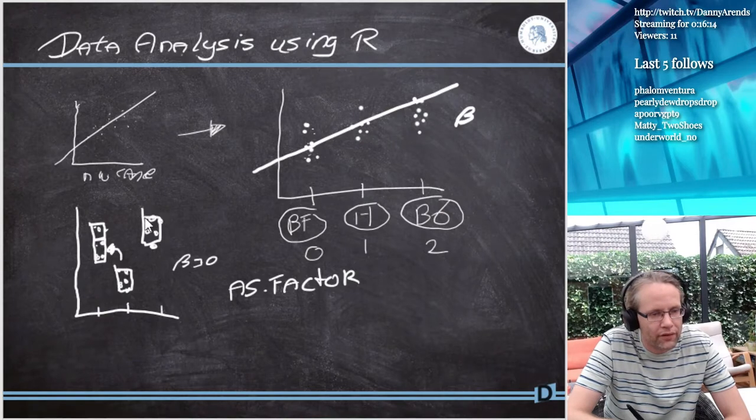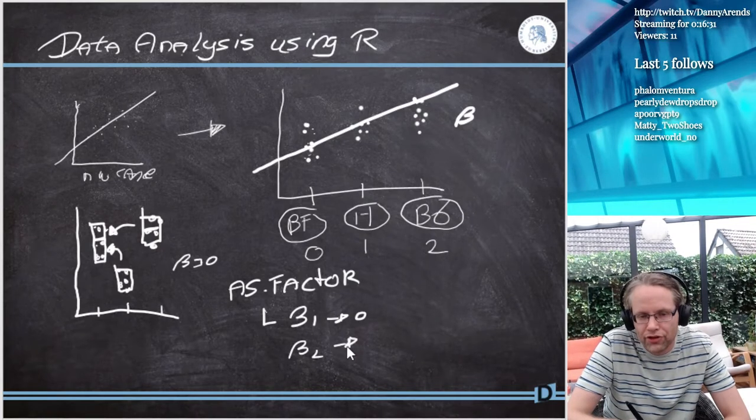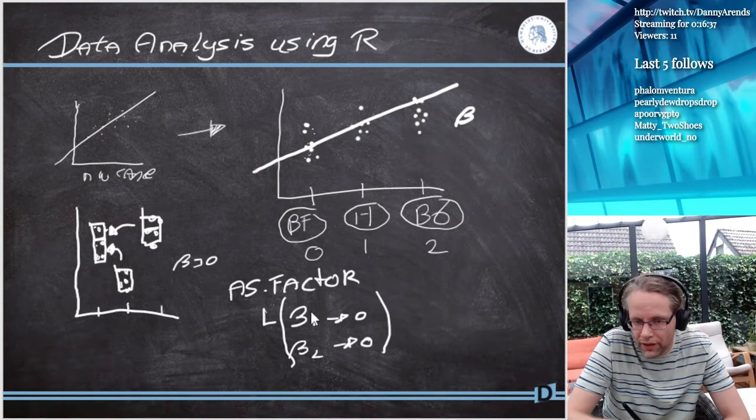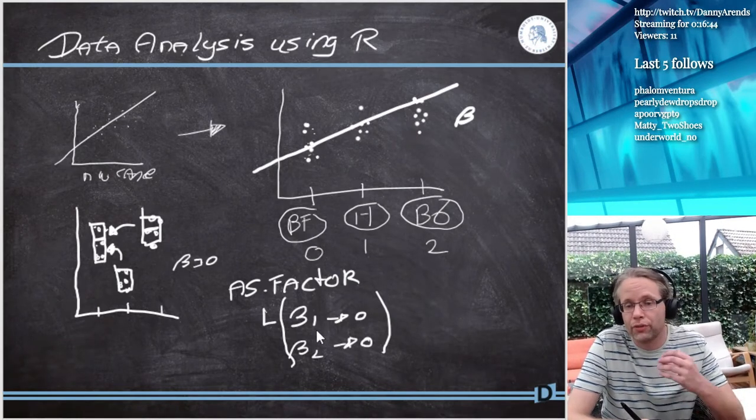And then, of course, we have the other situation where we have this group, which is also being tested against this group. So what we get now when we use as.factor is two beta coefficients. We get a beta for group 1 versus group 0, and we get a beta for group 2 versus group 0. And now the p-value tells us if any of this is true, right? So if group 1 is different from group 0, or if group 2 is different from group 0. But it doesn't tell us which group is different.